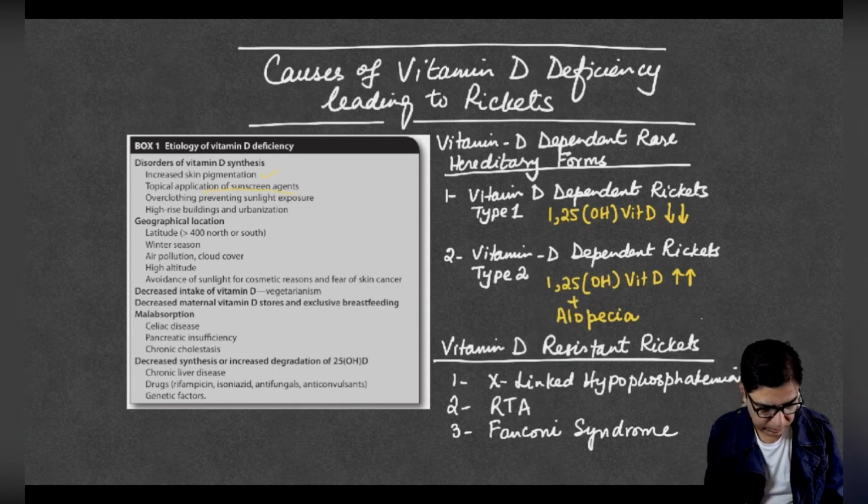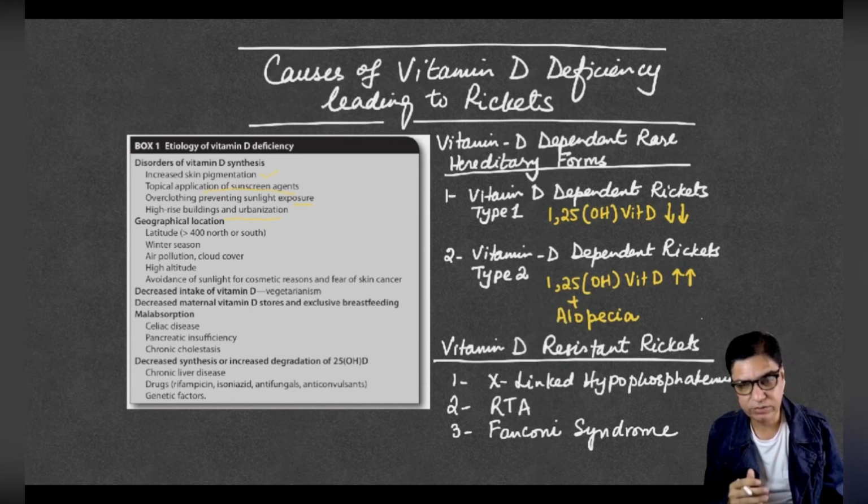Similarly, overclothing and living in high-rise buildings and covered areas are some of the environmental reasons which cause less endogenous vitamin D production. Some of the geographical variations are living at latitudes greater than 40 degrees north or south. Another geographical reason is the winter season, when you've got less sun, mostly cloudy areas, air pollution or cloud cover where the sunlight cannot properly penetrate, and living at high altitudes. These are some of the reasons which can cause vitamin D deficiency.